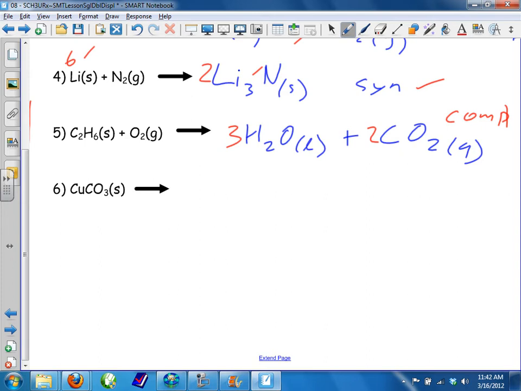And that would be 7 over 2 oxygens. That doesn't work. So what we're going to have to do is make that a 2, a 7, a 6, and a 4. So 2, 7, 6, 4 is its balancing. Give yourself a mark for predicting its combustion, a mark for balancing it, and a mark for predicting the products.